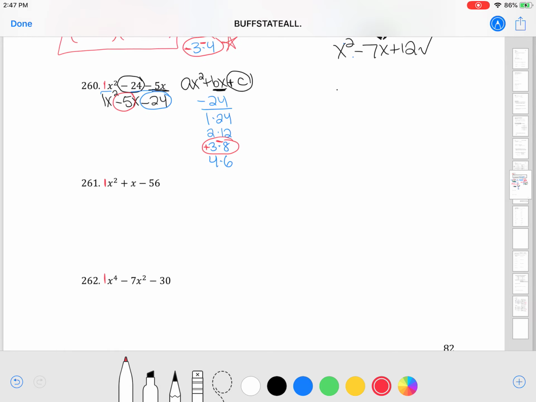Hopefully you got positive 3 and negative 8. Do that quick double check. Positive 3 times negative 8 is negative 24, and positive 3 plus negative 8 is negative 5. So I'm using my shortcut. Always set up just like this. The plus 3 comes down, and the minus 8 comes down. And I'm good to go.